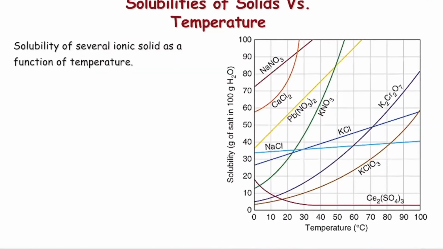Before I do that, though, let's take a look at solubility. Again, this is important in terms of experiment number 3. This right here is the solubility of certain salts: sodium chloride, calcium chloride, lead nitrate, potassium chloride, potassium perchlorate, and cerium sulfate. Generally, you know this if you've been in the kitchen: if you put salt or even sugar in water, it's going to dissolve to its solubility limit.